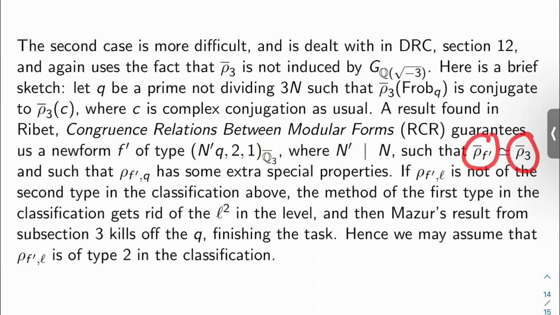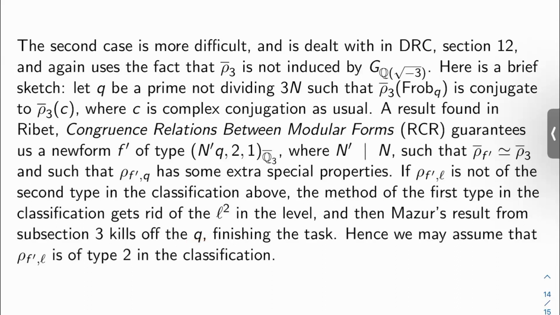such that rho-bar of f prime is isomorphic to rho-bar_3, and such that rho-bar f_q, so this kind of local representation attached to that global representation on Z-hat tensor Q from earlier, has some extra special properties that I don't really want to get into. If rho f prime at L is not of the second type in the Carayol-Livné classification above, the method of the first type in the classification then gets rid of the L squared in the level. That's what it does. And then Mazur's result, Mazur's part of the proof of Ribet's theorem from subsection 3, kills off the q, which finishes the task.